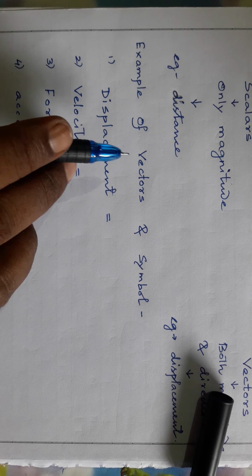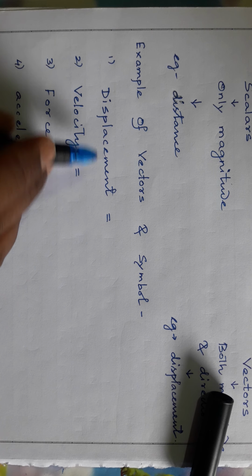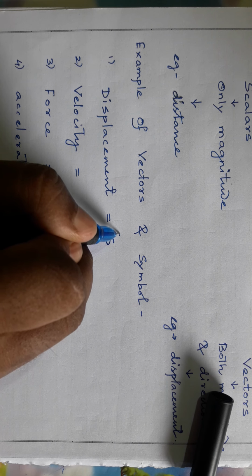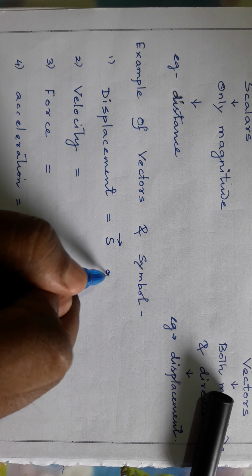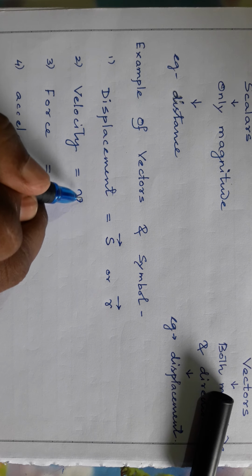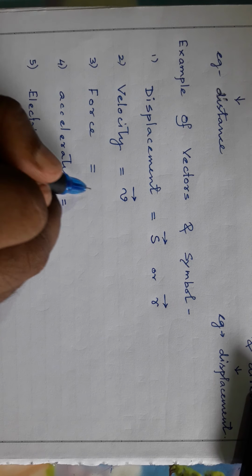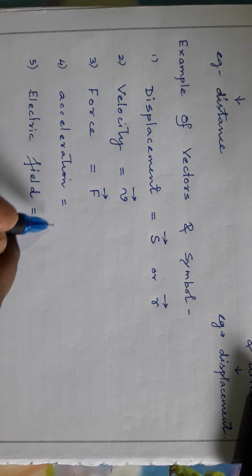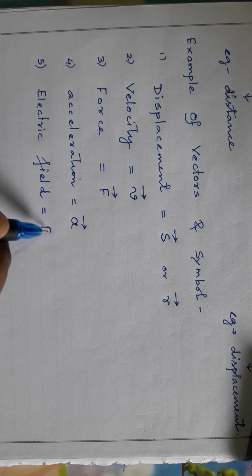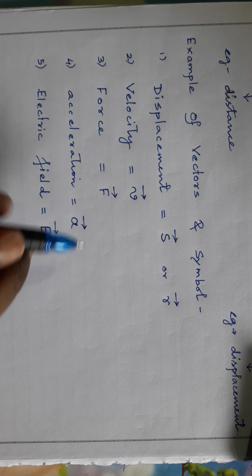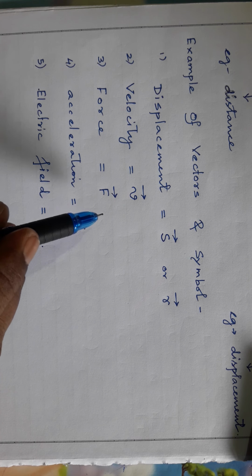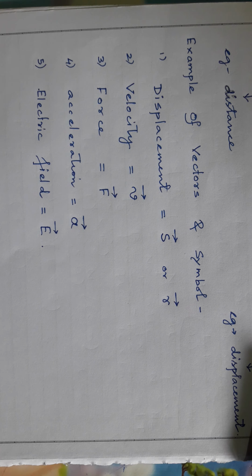Now examples of vectors and the symbols. To represent displacement we use the symbol S with the arrow at the top, or we can use R with the arrow at the top. To represent velocity we write V with the arrow at the top, for force F, for acceleration A, for electric field E, each with the arrow at the top. So to represent a vector we can use any alphabet A, B, C, D, capital or small, with the arrow at the top.